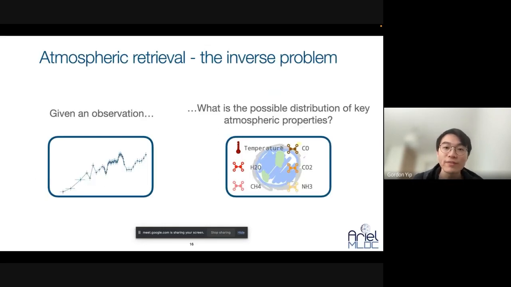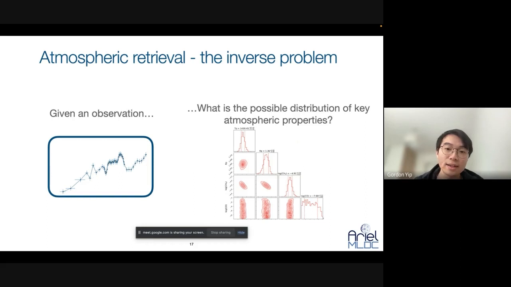So what are the problems that we're facing right now? The central problem is, given an observation, what is the possible distribution of key atmospheric parameters such as temperature, the abundance of water, the abundance of methane, and in research, we actually look at them as distributions. So here is a simple diagram showing you what we're looking for: the distribution of temperature, the methane, radius, etc., and the correlations.